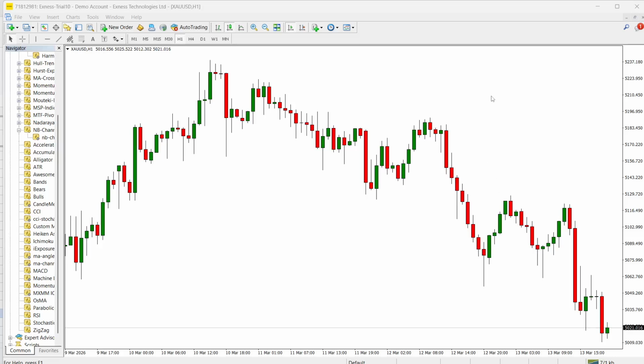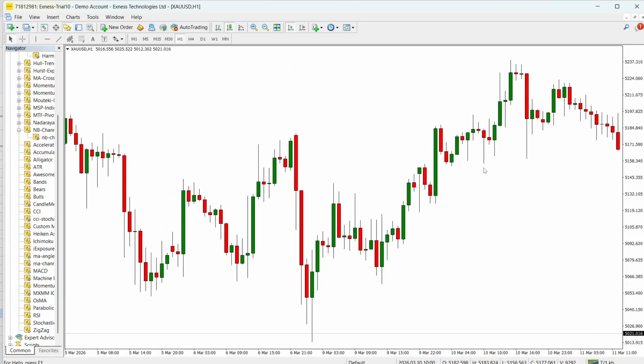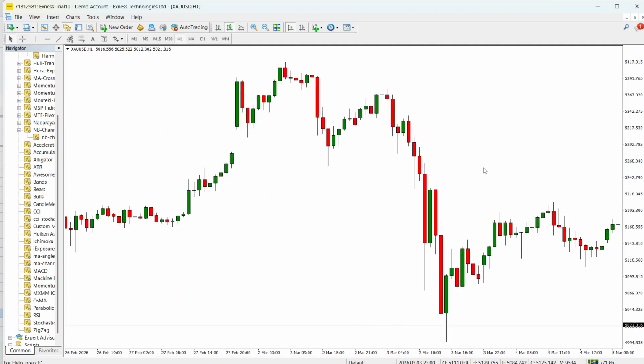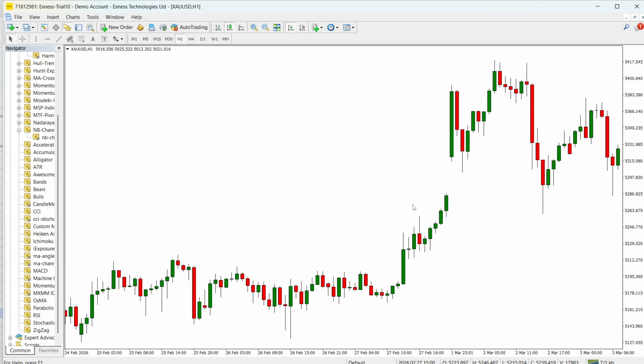Hello traders. Today we are looking at the NB channel indicator available for MetaTrader 4 and MetaTrader 5. This tool draws a dynamic channel around price to help you observe the current trading range.